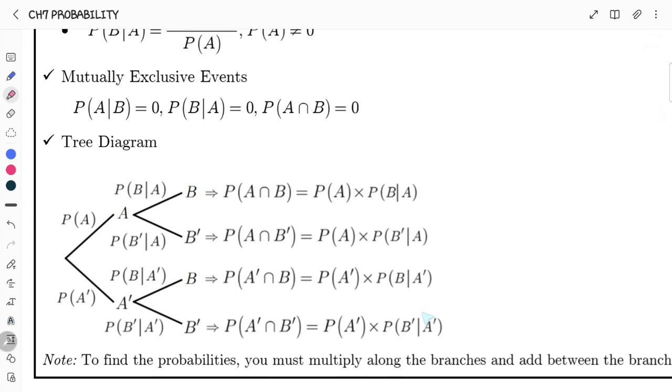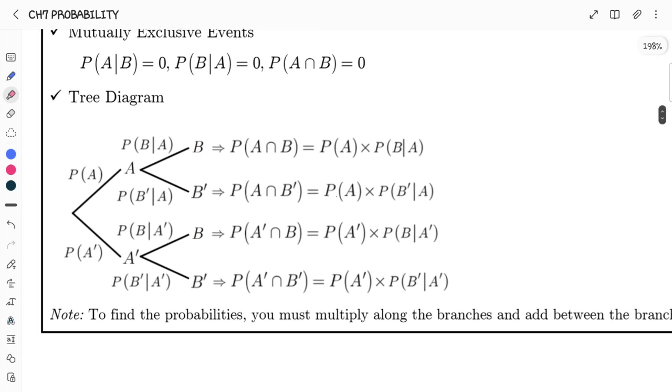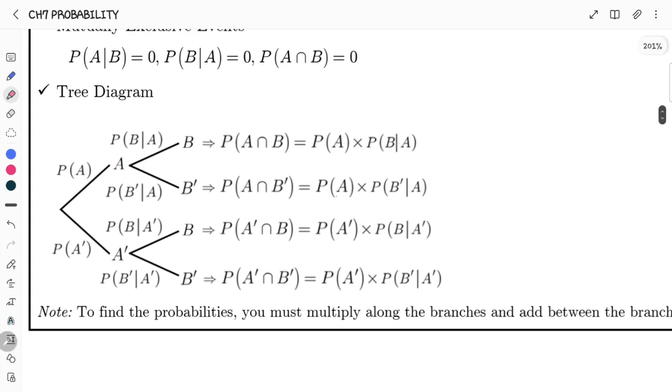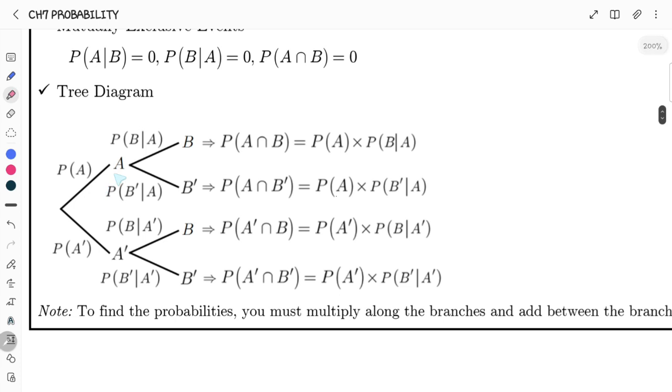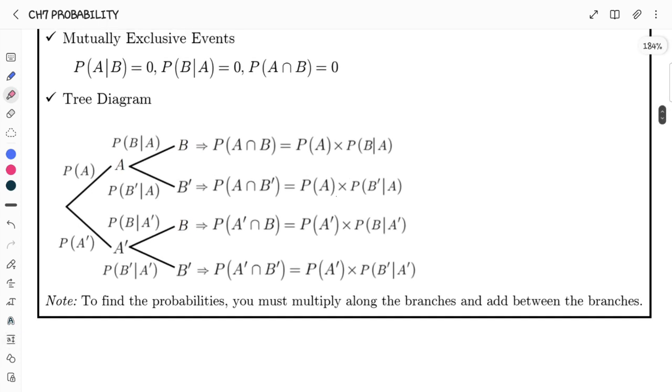So the tree diagram here shows conditional events. To find the probabilities, you must multiply along the branches. So to find the probability of A intersect B here, you have to multiply along these branches. So P(A) times P(B given A), and so on. And you have to add between branches.